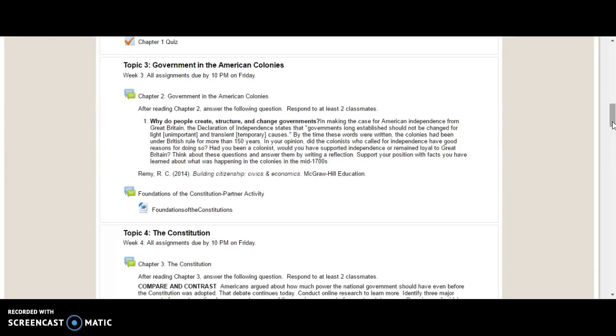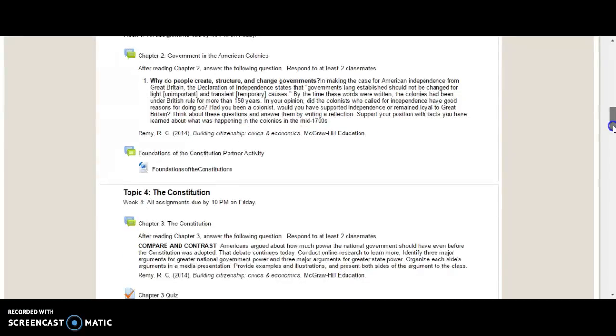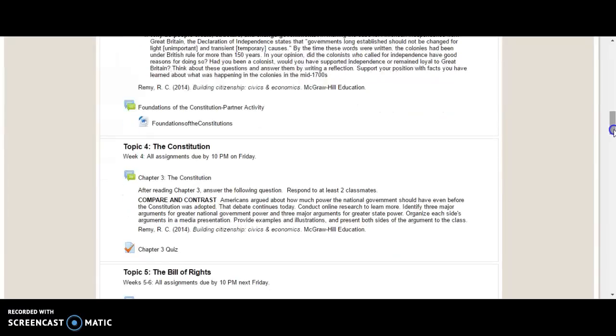So Chapter 2 leads into Chapter 4, and the foundations of the Constitution activity. They will look at different elements that influenced the Constitution, and different people that also influenced or impacted the Constitution and the ideals of the Constitution. Then they move into topic 4 with chapter 3, which is the Constitution itself, and they take a quiz on the different parts of the Constitution.